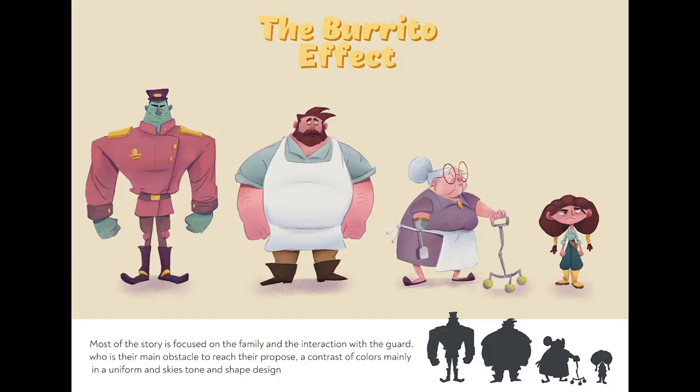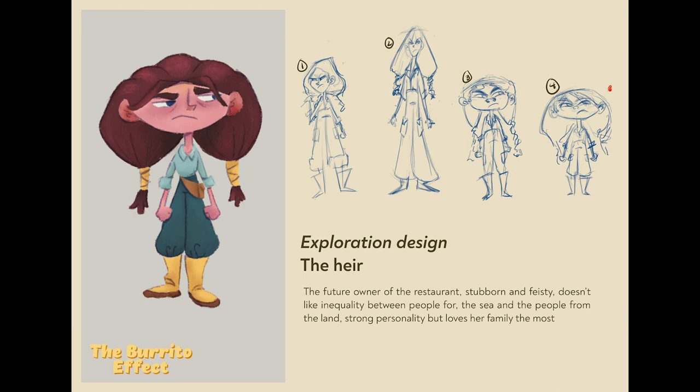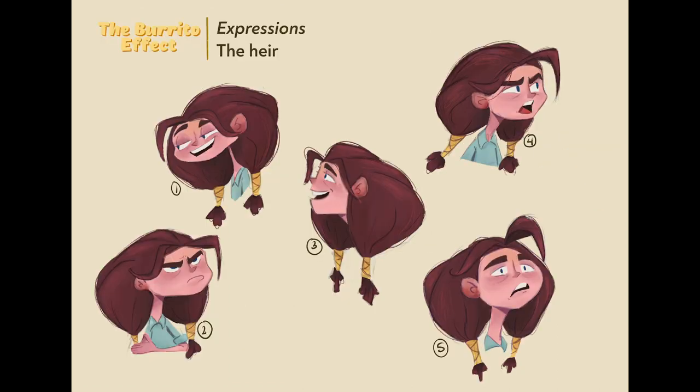I have four characters, three of the family members, and the final character is the guard of the walled city, who is the main obstacle to find the secret ingredient. First, there is the daughter. She is feisty and extroverted and is the leader of the quest.